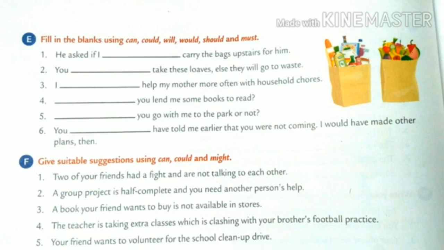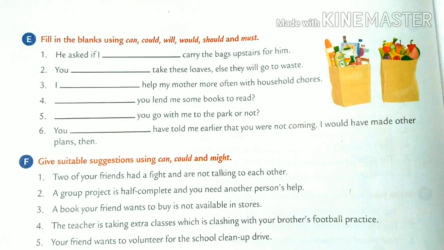Third one: a book your friend wants to buy is not available in stores. Your friend wants to buy a book which is not available in stores. What will be your suggestion? You can try the new bookstore at the other end of the town or go online and search for it.